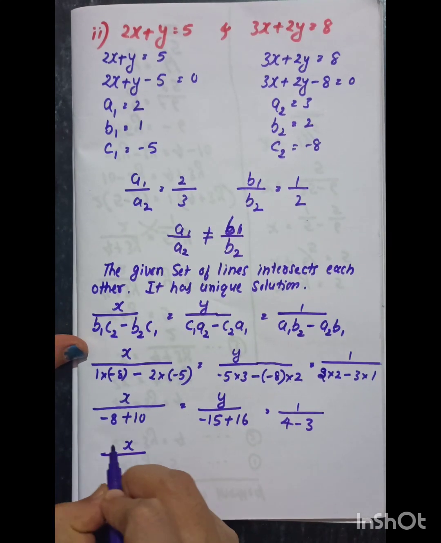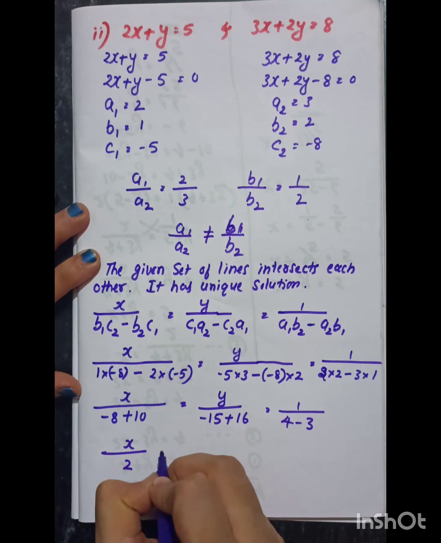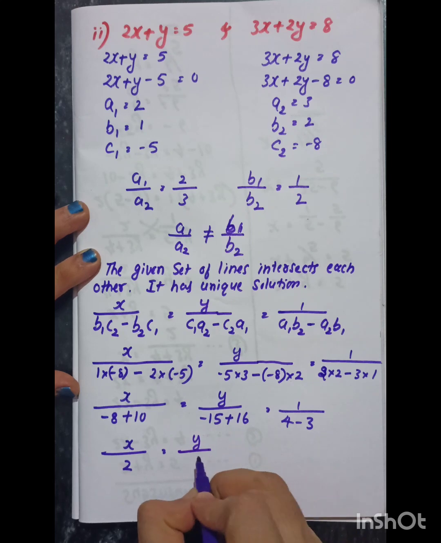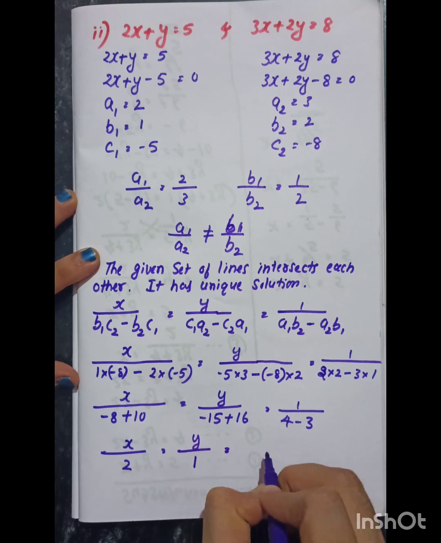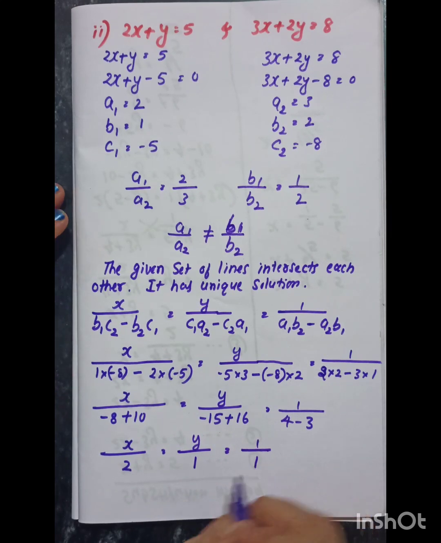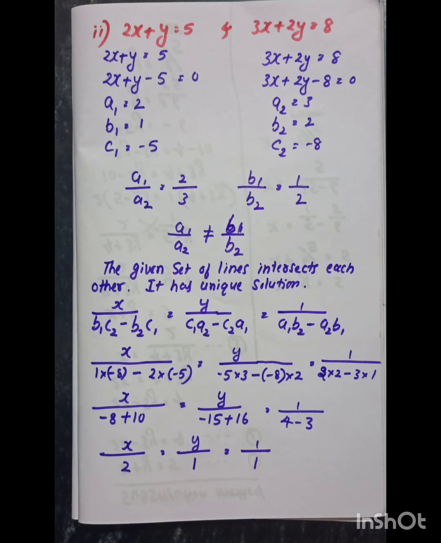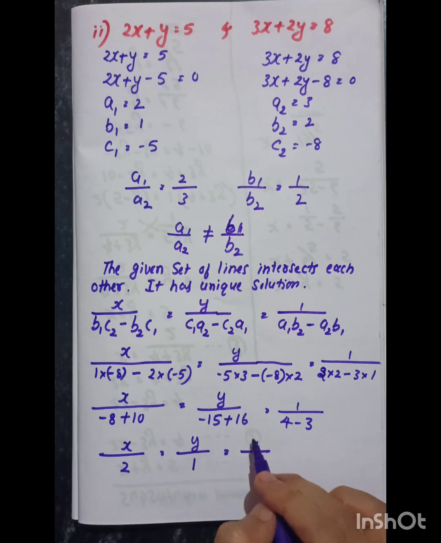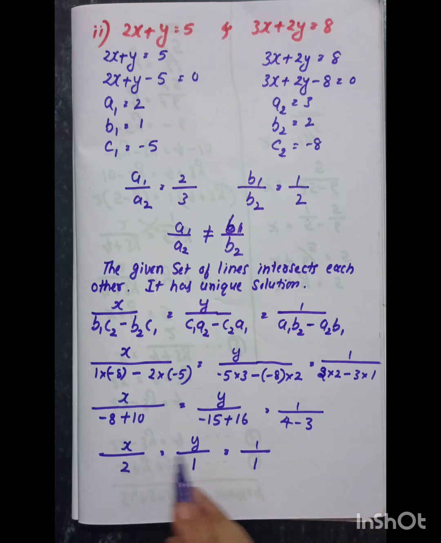X divided by minus 8 plus 10, that is 2, equals minus 15 plus 16, that is 1, equals 1 divided by 1. Let's continue the answer. x by 2 equals 1 by 1. It means x by 2 is equal to 1 by 1 and y by 1 is also equal to 1 by 1. Let's start this.